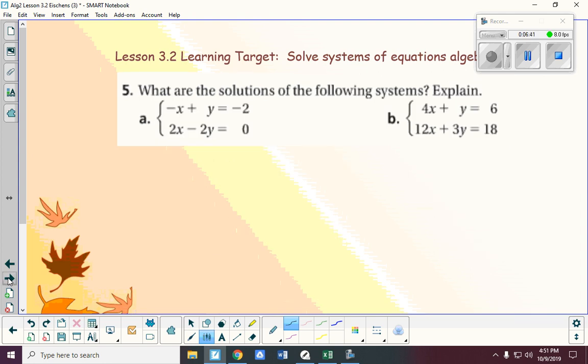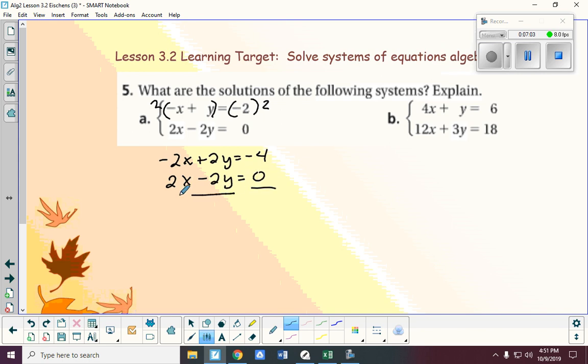Next, we'll look at these equations. Now, these look quite similar. So let's say we wanted to get rid of the x's. Well, we'd have to multiply the top equation by 2. So we have negative 2x plus 2y equals negative 4. And then the other equation is 2x minus 2y equals 0.